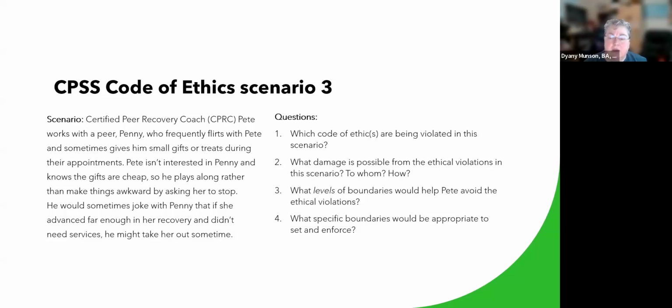And 1, 2, 5, 8, 9, all of them. Okay, now which one did we not cover? Five. Five, peer supporters maintain high standards of personal conduct. Oh, yeah, because that is not high standards of personal conduct, right? And 12, yeah, we got the power differentials in there. So yeah, we got a lot going on here. So what damage is possible from the ethical violations in this scenario?